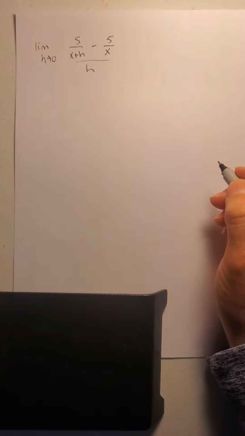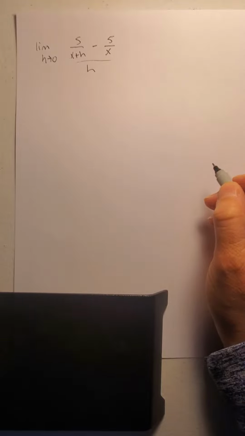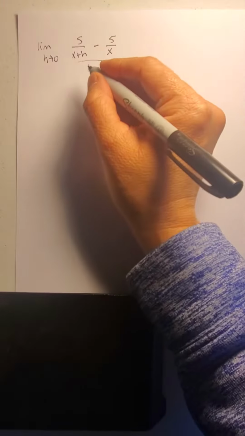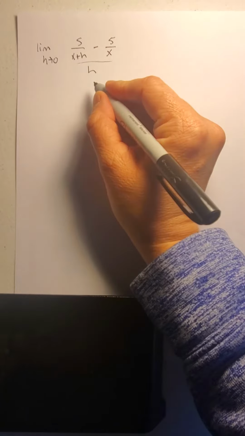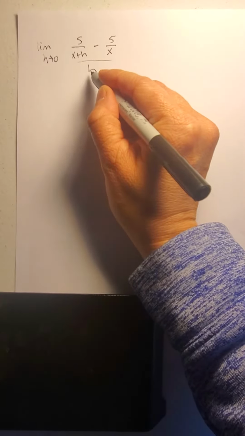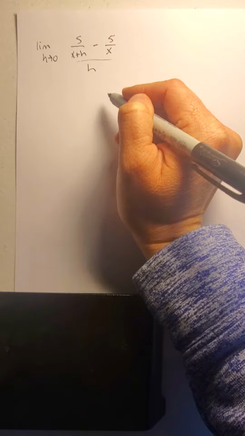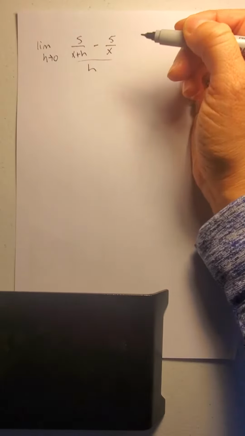All right, so this one asks you to find the limit as h approaches 0 of 5 over x plus h minus 5 over x, all over h. And so the goal with these is always to get h to cancel. So I'm going to go through and just start simplifying, and then ultimately we should get something where this h cancels out of the denominator.